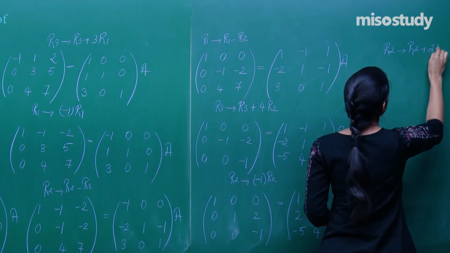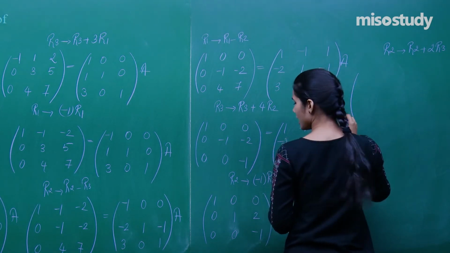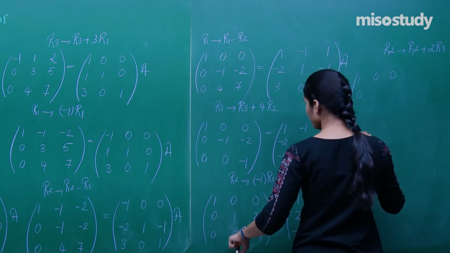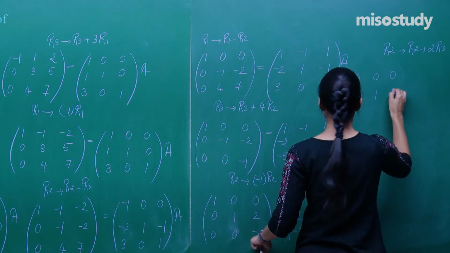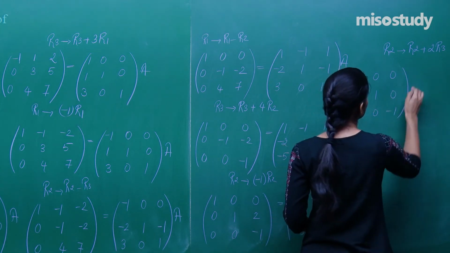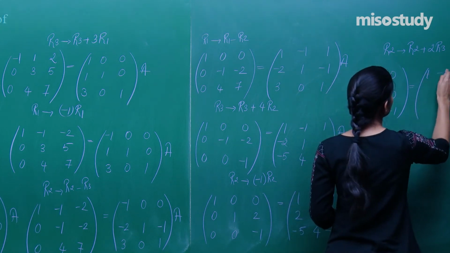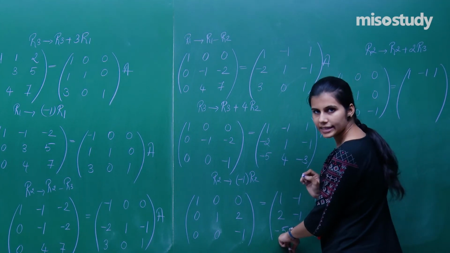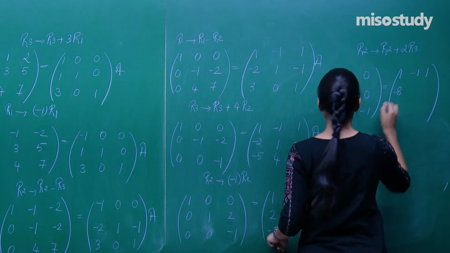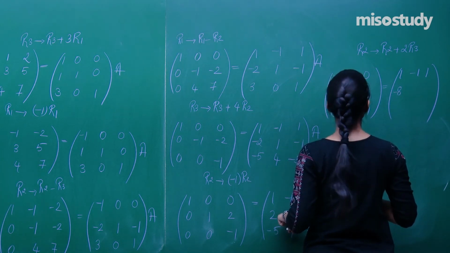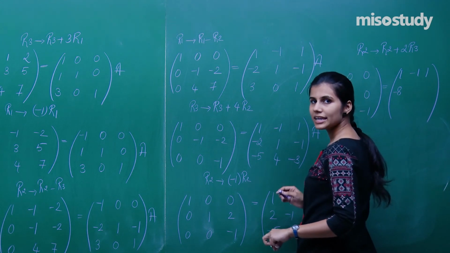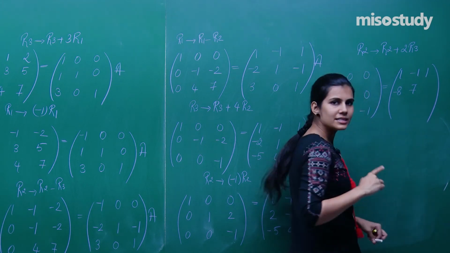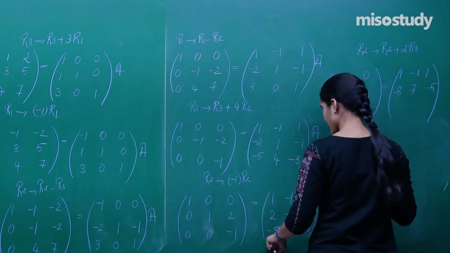Row 2 goes to row 2 plus 2 times row 3. So here you have 1, 0, 0, row 2 plus 2 times row 3, and this is 0, 0, minus 1. Here you have 1 minus 1, 1, row 2 plus 2 times row 3. So it is 2 minus 10. 2 minus 10 gives you minus 8. Row 2 plus 2 times row 3. So minus 1 plus 8. That means 8 minus 1, that is 7. And 1 minus 6. That means minus 6 plus 1, that is minus 5. Minus 5, 4, minus 3.